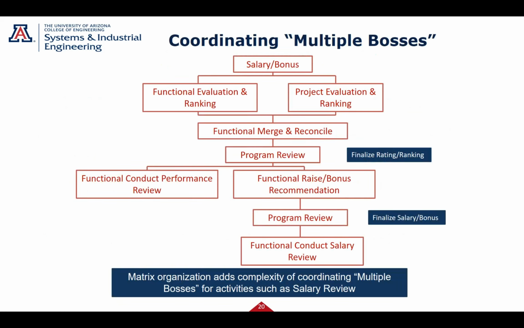So where can this be contentious? Well, coordinating multiple bosses could be an issue. Salary and bonus review, who does it? So again, look at your organization. They're all going to be different, but here might be a flow. So the functional does an evaluation and ranking of you as an employee. The project does an evaluation and ranking. And then we might get together and merge and reconcile.